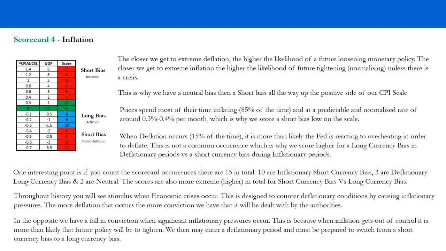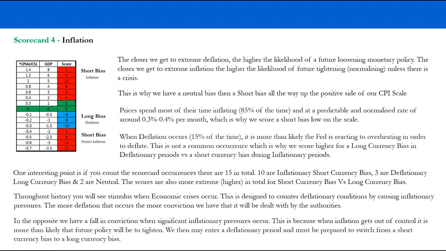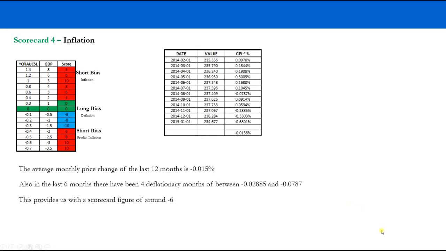In the opposite, we have a fall in conviction when significant inflationary pressures occur. This is because when inflation gets out of control, it's more than likely that future policy will be to tighten. So we may then enter a deflationary period, and we must be prepared to switch from here very quickly to a long bias, possibly here. So why don't we now apply this scorecard to our CPI stats and have a look at the latest numbers.